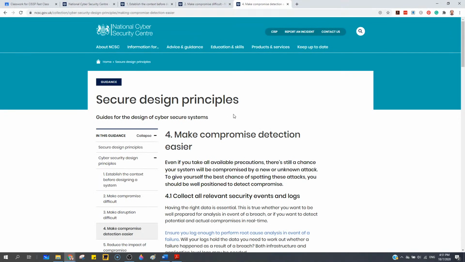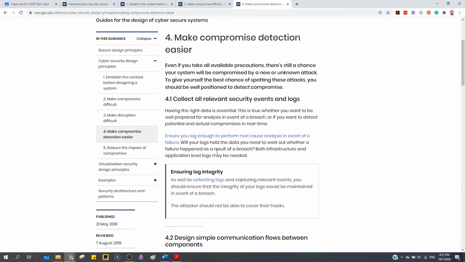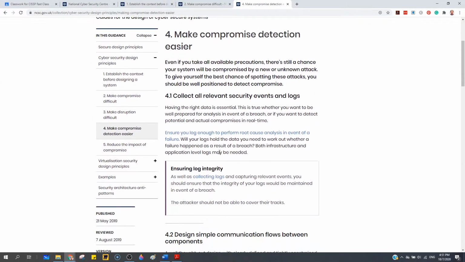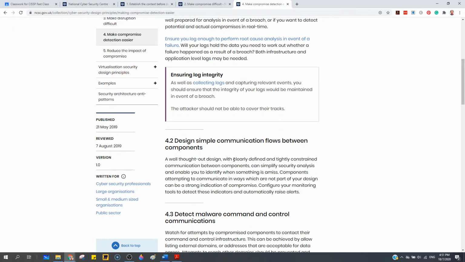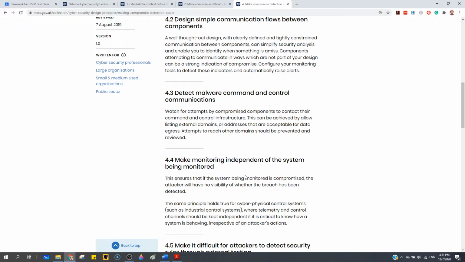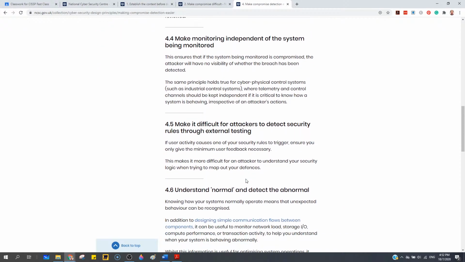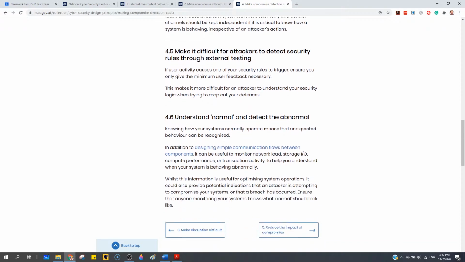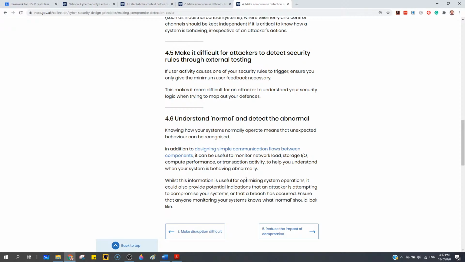The fourth one is make compromise detection easier. So the last principle is exactly the same, that is compromise recording. Collect all relevant security events and logs. Ensure simple communication flows between components. Detect malware and command and control communication. Fourth one is make monitoring independent of the system being monitored. Fifth one is make it difficult for the attacker to detect security rules through external testing. Sixth one is understand normal and detect the abnormal. So that is the fourth categorization.